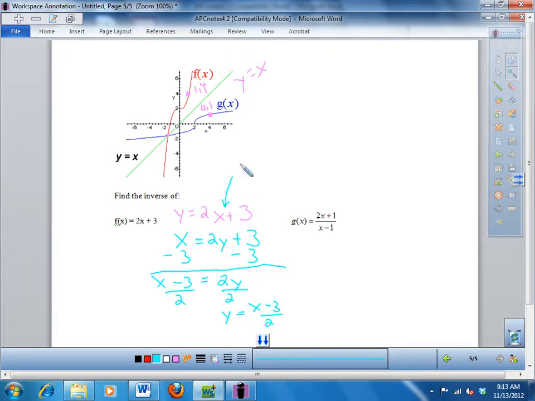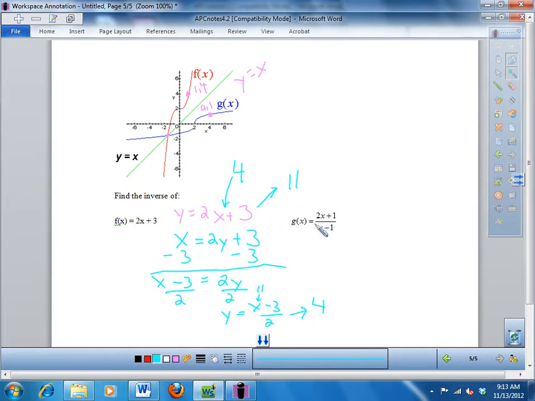Like, for instance, 4. 2 times 4 is 8, plus 3 gives you out what? 11. So if I plug in 11 here, 11 minus 3 is 8, divided by 2 gives you out 4. So does that appear to be the inverse? Yes, so that works.